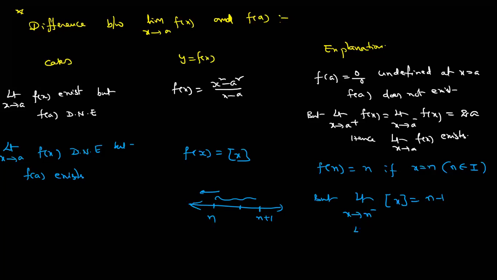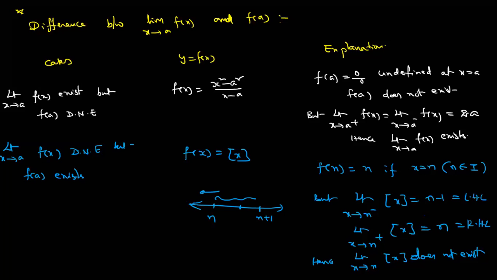Okay. And limit x tends to n plus, integral part of x is how much? Anyone? N only. Hence, limit x tends to n, integral part of x is how much? What you can say? Does not exist. Why? Does not exist means what here? This is LHL. This is RHL. Both are existing but not equal. That's why limit does not exist. That is the definition.